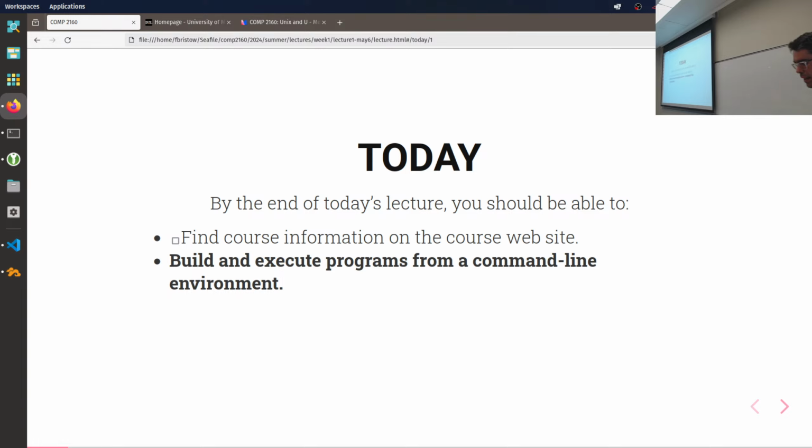The big thing that I want us to be able to do today is build and execute programs from a command line environment. This is a bigger learning outcome that we're going to revisit throughout the term, so this isn't the only time that we're going to have this learning outcome. Today, what we're going to do toward this learning outcome is I want to show you how to connect to a remote Unix or Linux server using a program called SSH.